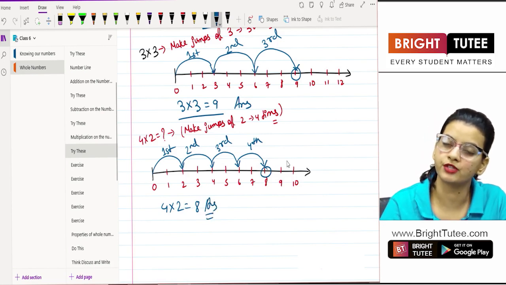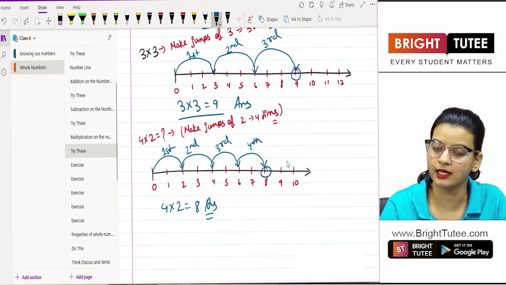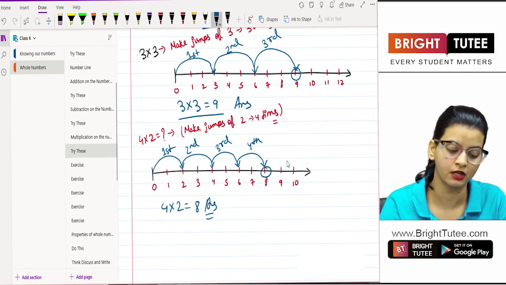So we have done 3 mathematical operations on the number line. That is, we have done addition, we have done subtraction, we have done multiplication.